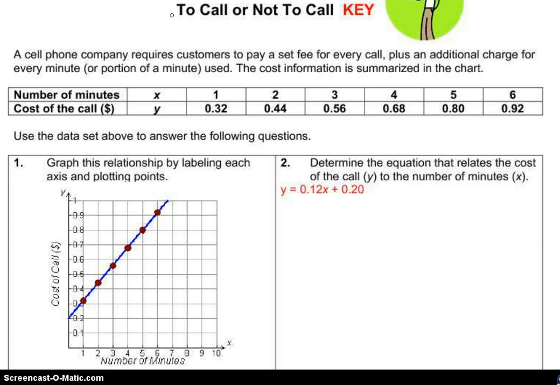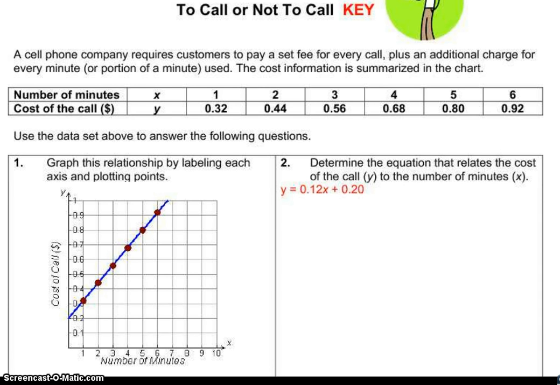Let's look at number 2. Number 2 says I'm going to determine the equation that relates the cost of the call Y to the number of minutes X. If you look at my answer key, my equation is Y equals 0.12X plus 0.20. Let me explain how I got that. Look at the actual table. If we compare our Y values, we're looking to see every minute how many more cents I have to pay. So let's look at the pattern.